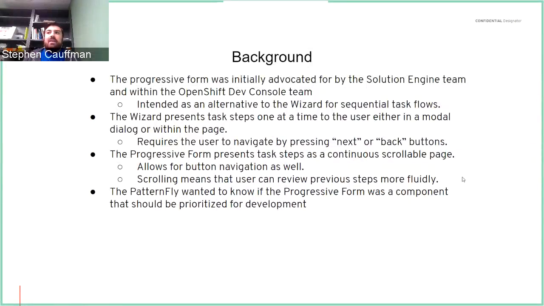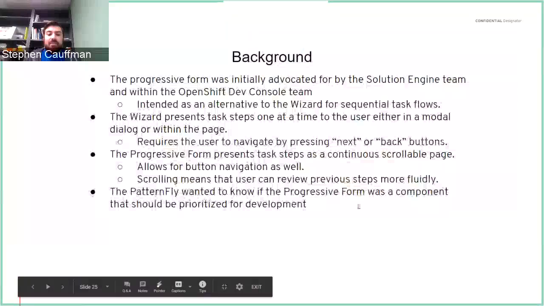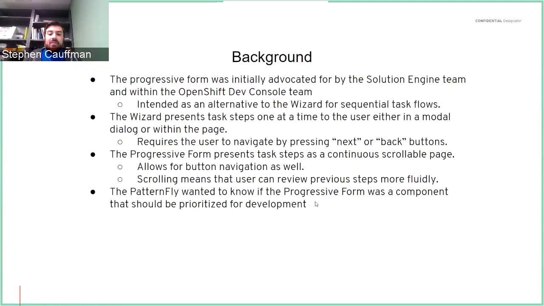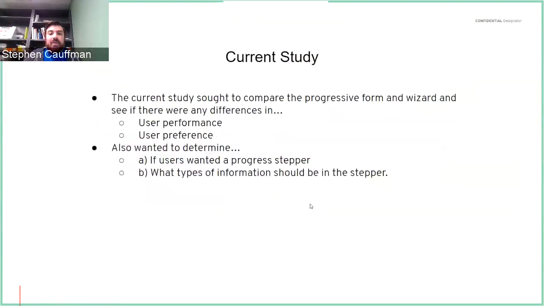You can also include button navigation, but the benefit of a progressive form is that the user can scroll through each task step continuously. It means that it's a little bit more fluid. And the PatternFly team was interested in knowing if the progressive form was something that should be prioritized for development. So we wanted to compare the progressive form and the wizard and see if there were any differences in user performance or user preference. We also wanted to see if users wanted a progress stepper that would show how far they are, how many more steps are left, and what kind of information they would like to have in that stepper.